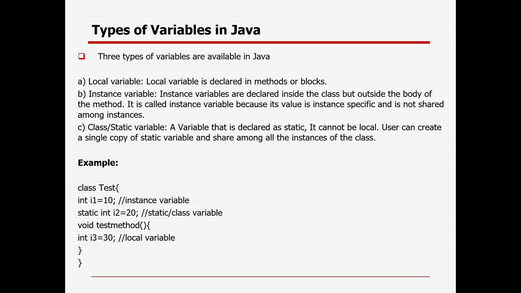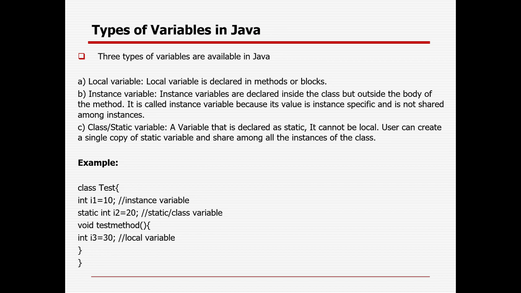And the instance variable means as and when you are defining a variable normally, in case you want to use it, you need to create an object or instance first. After that you can use it, right? Then only you can use it. And then static variable.